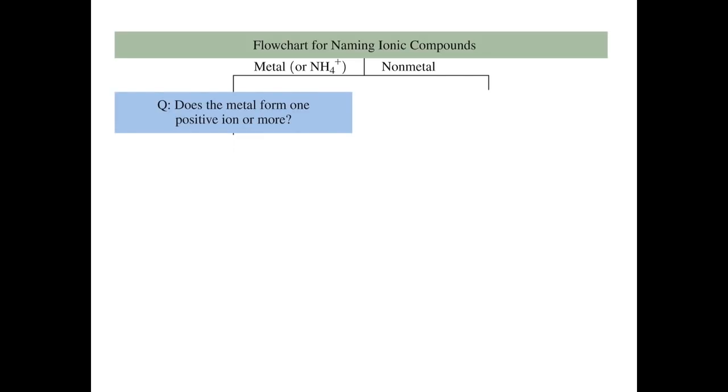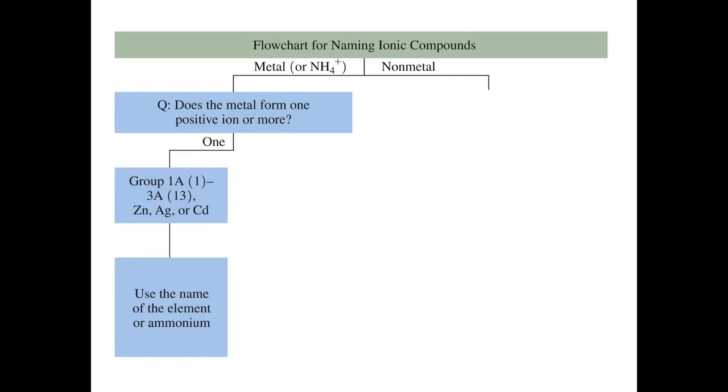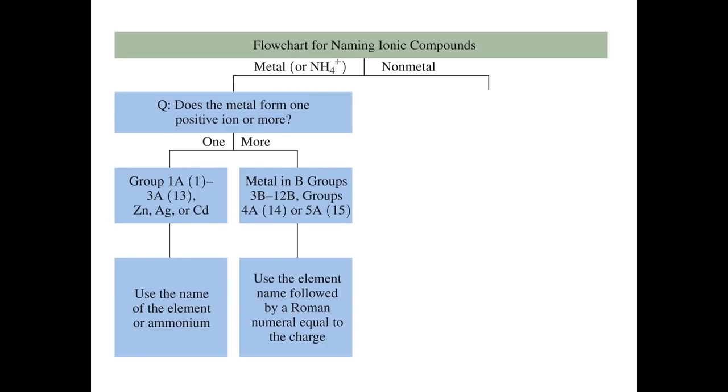You first ask yourself, does the metal form 1 positive ion or does it form more? If your answer is 1, and that's because it's a metal that is in group 1A, group 2A, group 3A, or if it's zinc, silver, or cadmium, then you just use the name of the element. Or if it's ammonium, you just use the name ammonium. Or if you answer that it can form more than 1 positive ion, because it is a transition metal, or in group 4A or in 5A, then you want to use Roman numerals to designate the charge of that cation.